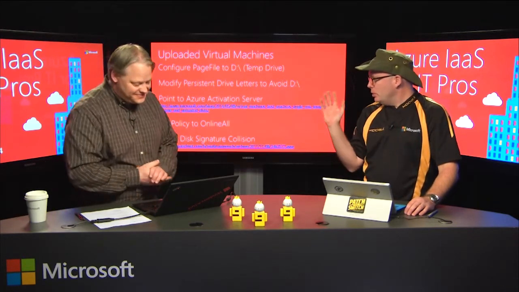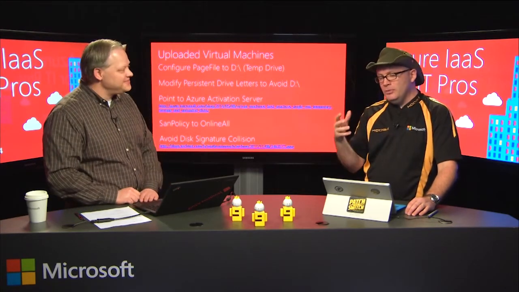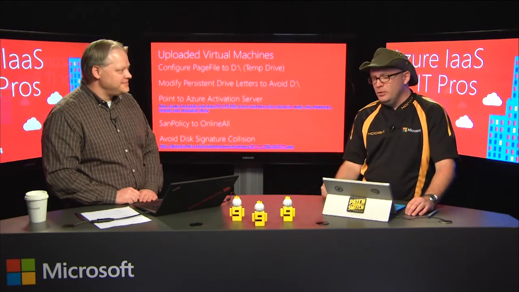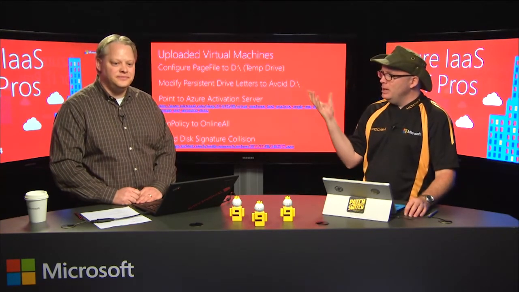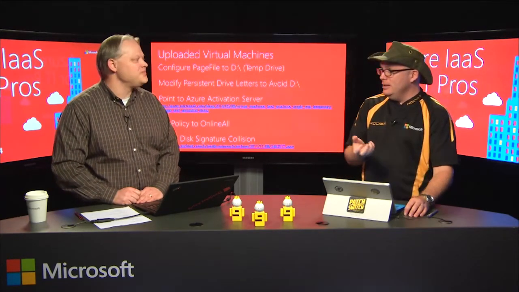I was just going to say, when you're also talking about moving machines up and then having to go off and reconfigure things like the KMS server for activation, there's a question that actually came up here from Kelvin, who was asking about taking a VM image that you have up in Azure and bringing it back down again. Is that also possible to do?